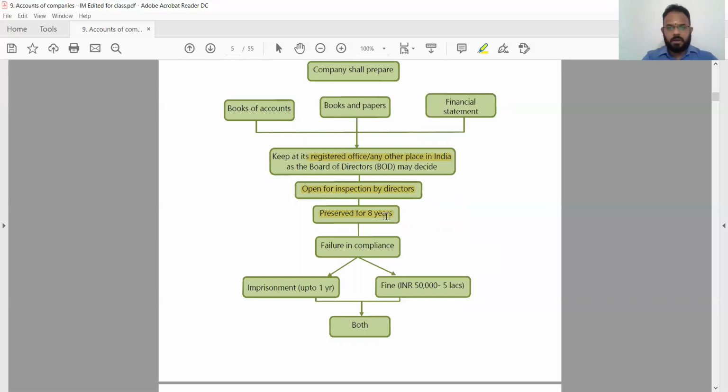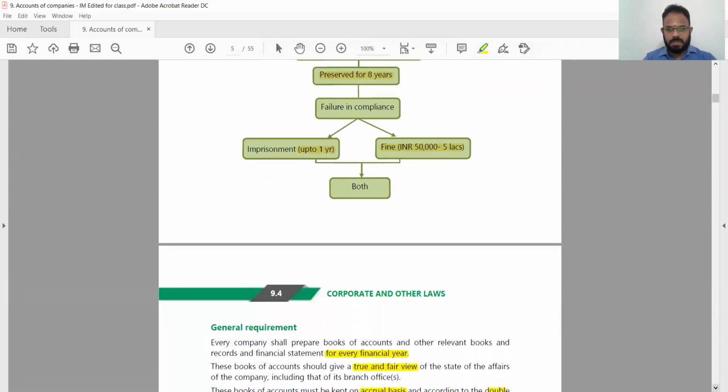If you have a failure in compliance, obviously imprisonment up to 1 year and fine from 50,000 to 5 lakhs, or sometimes both. So this is your books of accounts. The moment you say books of accounts, books and papers will come, financial statements will come, and 8 years preservation has to be done.